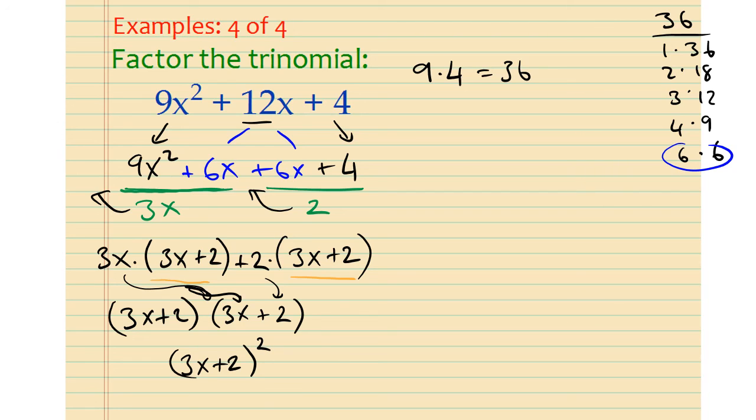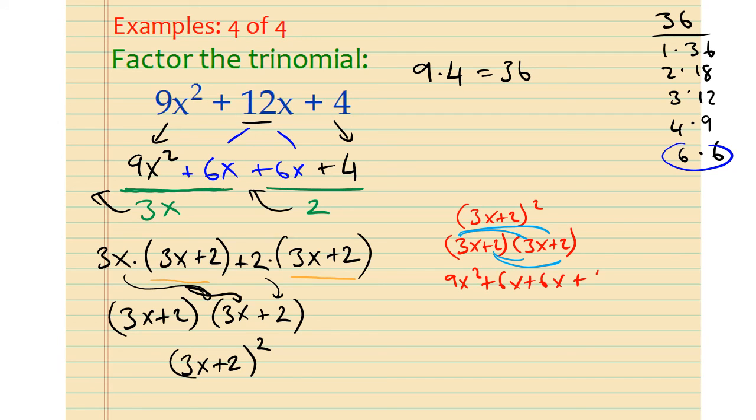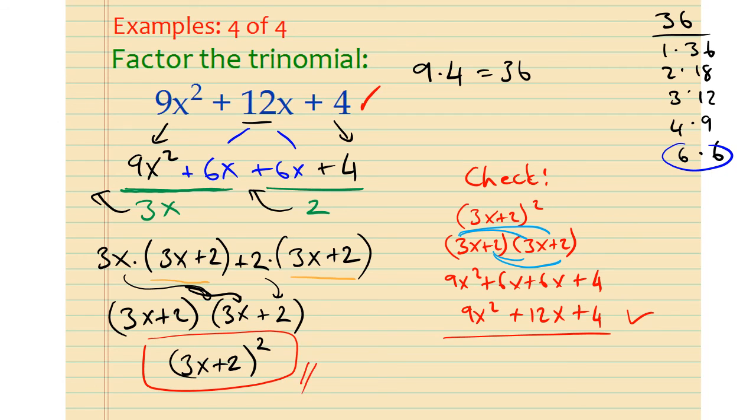I can do a check step on this one too. 3x plus 2 squared is equal to 3x plus 2 times another 3x plus 2. I can do a distribution on here. Multiply, multiply. We will have 9x squared plus 6x plus 6x plus 4, which will be 9x squared plus 12x plus 4. And our check step shows that the answer is good. Our answer after factoring is going to be 3x plus 2 quantity squared.